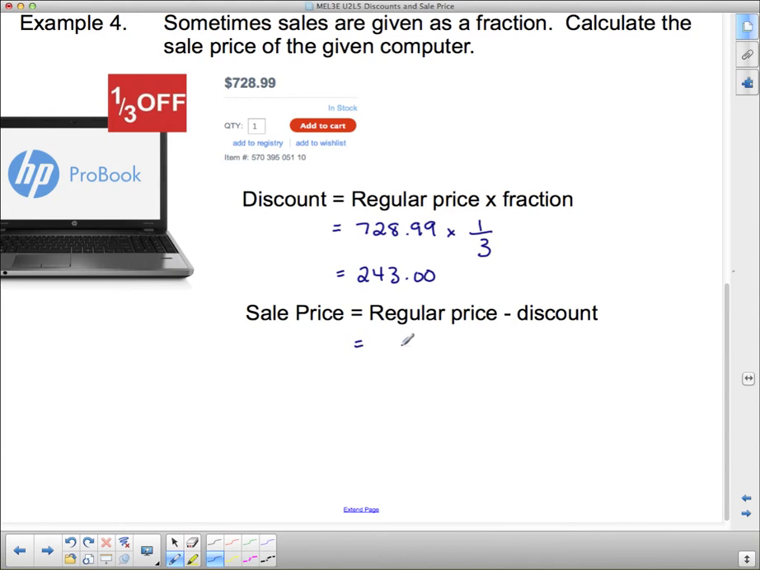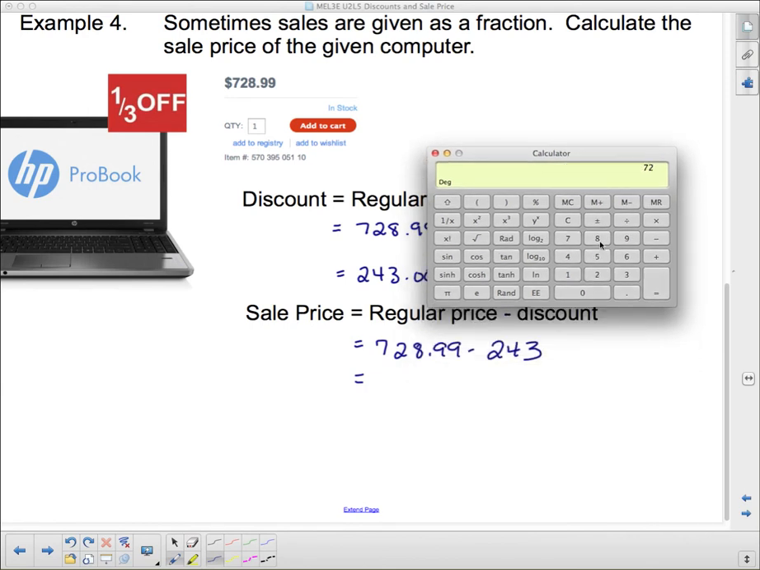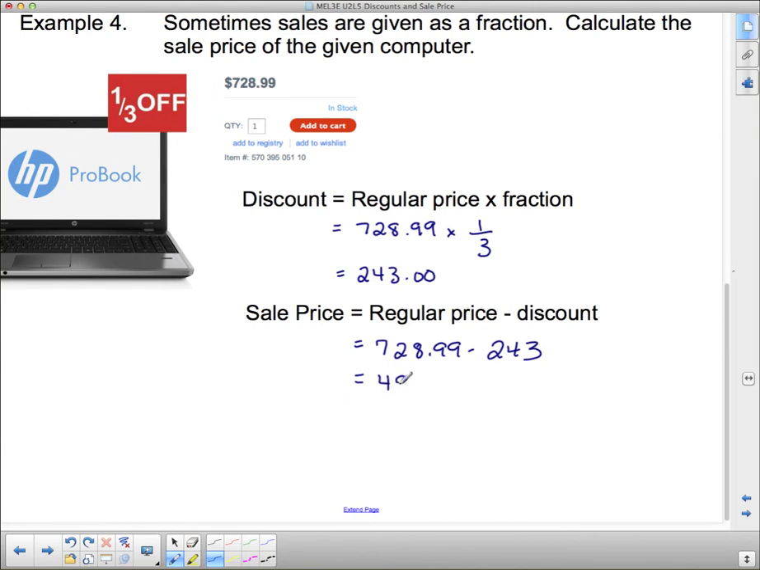What is our sale price? Well, our sale price is our regular price, $728.99 minus $243. You can just plug that into your calculator. $728.99 subtract $243 is $485.99. So there is the sale price of the given computer. This is our savings. This is how much we save. So if we bought it one week at full price and then it went on sale the next week at 1/3 off, this is how much I paid too much for by not waiting for the sale.